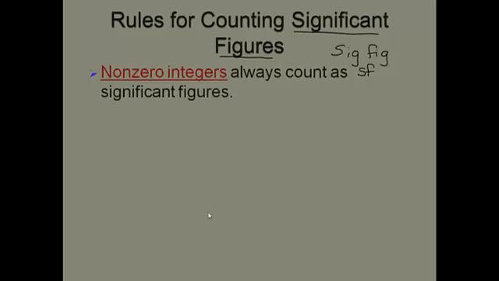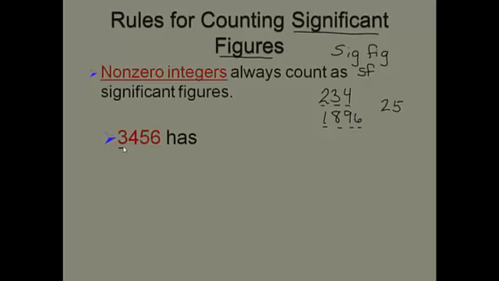First of all, we're going to look at non-zero integers. So in other words, if we have a number like 234 or 1,896 or 25, all of the digits in these numbers are non-zeros. So they all count as significant figures. We're going to be counting digits. How many digits in this number are significant? In this case, 1, 2, all 3 digits are significant because they're not zeros. In this number, 1, 2, 3, 4, because there are no zeros.